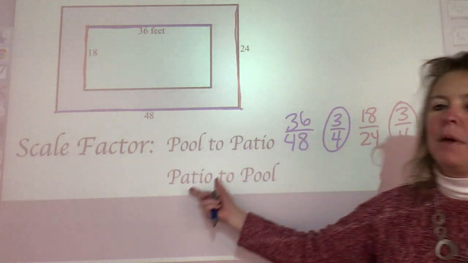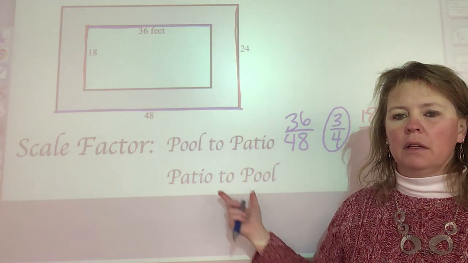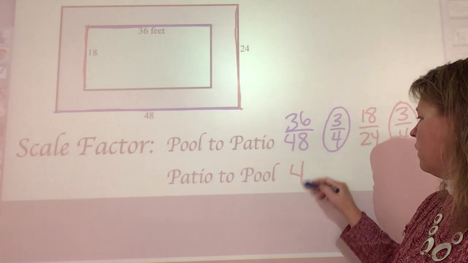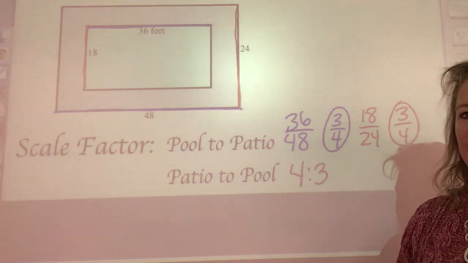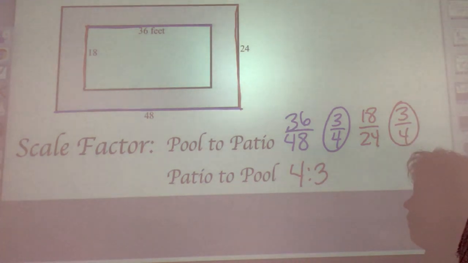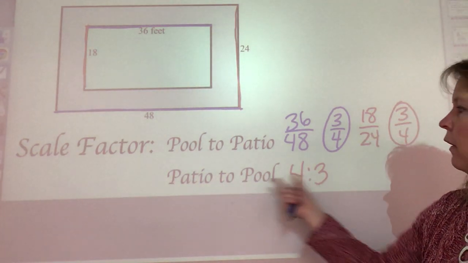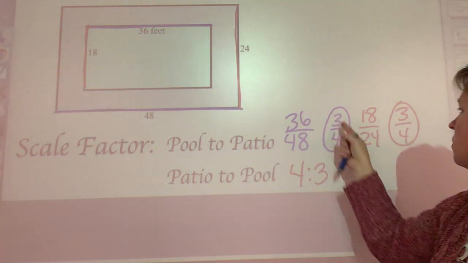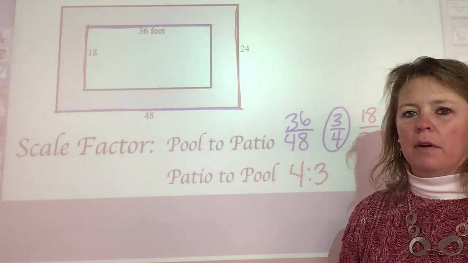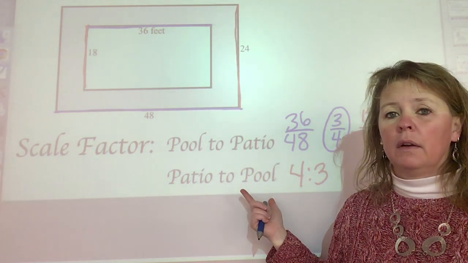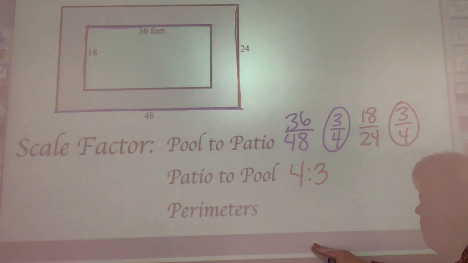If you reverse it, patio to pool, you don't have to rewrite everything and try to reduce again. Just reduce your reversed ratio. The patio to pool is 4 to 3. Then when you look at this, you know, oh, yep, the patio is bigger than the pool. If you look at this, you say the pool is smaller than the patio because they wrote it that way first. You have to make sure they're in order or the scale is going to be wrong.